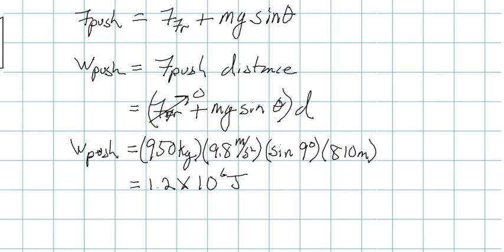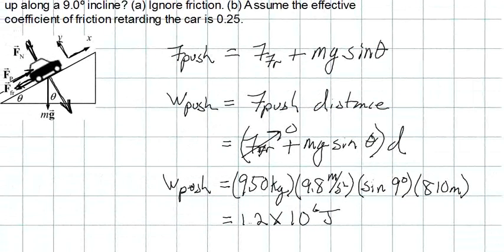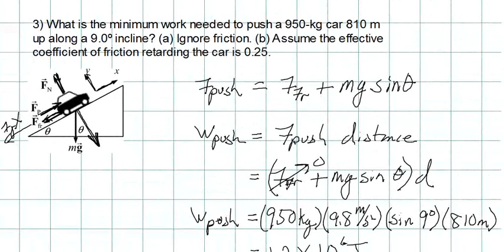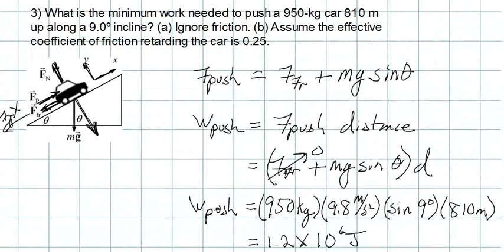Alright, so why don't you go ahead and pause the video and attempt part B. Now in part B you're going to need to find the force of friction. Okay, welcome back. And for B, I got 3.0 times 10 to the 6th joules.